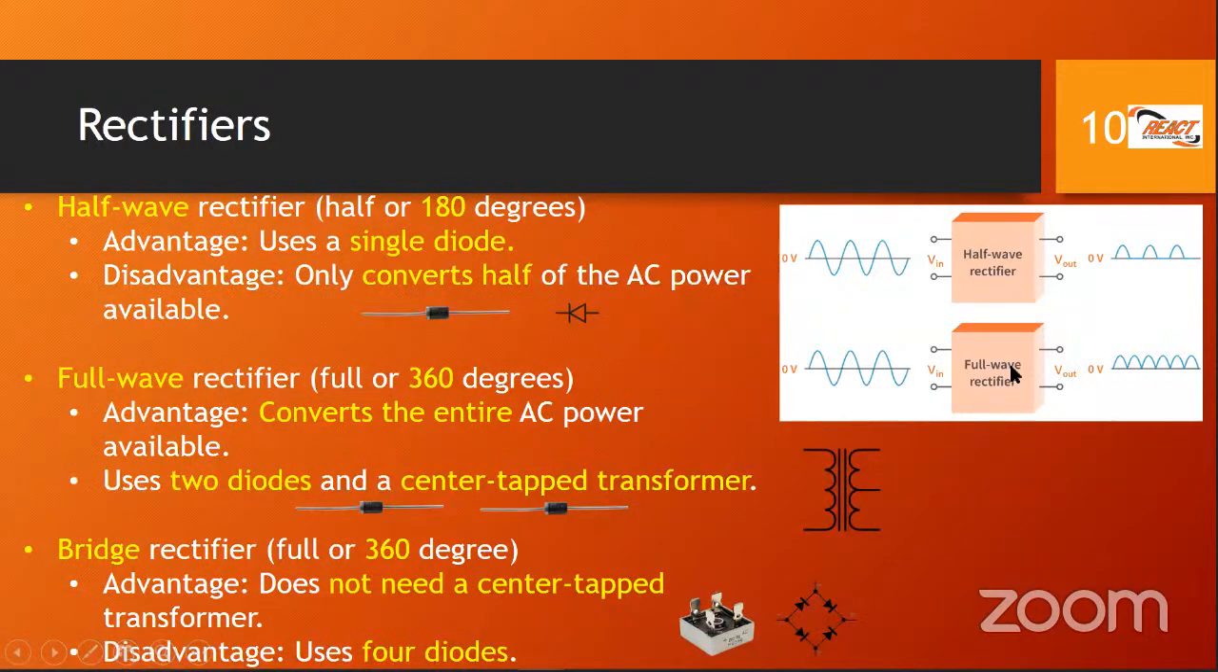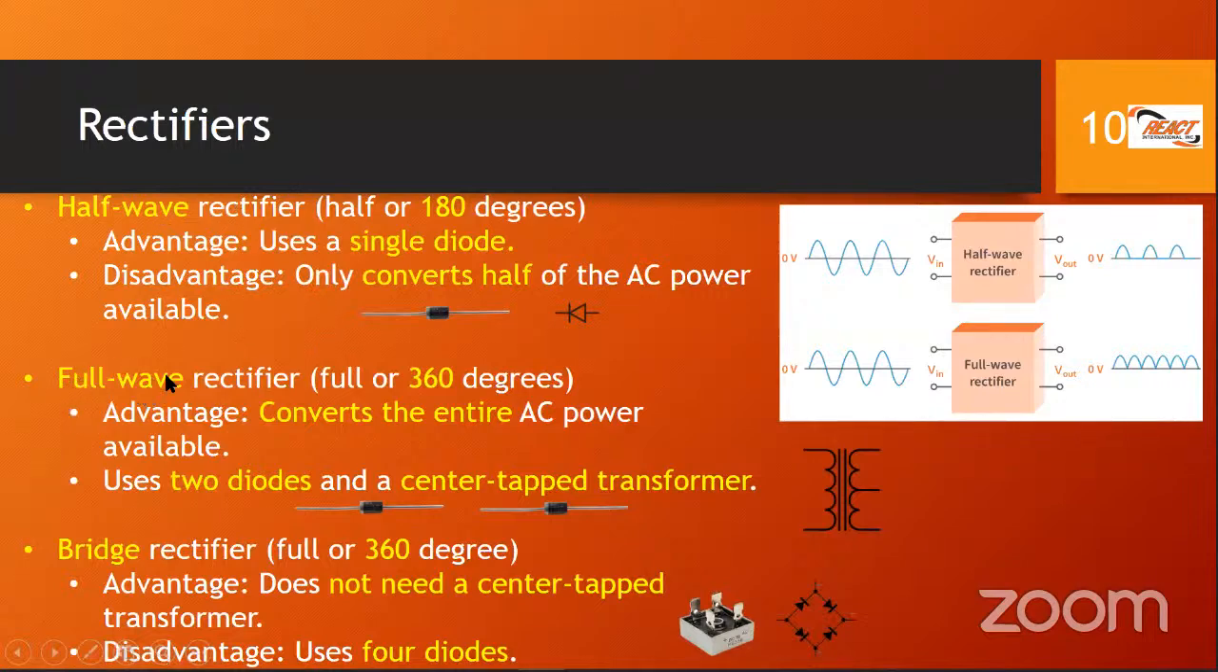The difference is how it's connected to the transformer. So we say that half wave rectifiers only do half of the cycle. The advantage is it's very simple and cheap in that it uses a single diode. But there's a major disadvantage. You're wasting half of the AC power. So sometimes we go for cheap, but we waste. So note the advantage and the disadvantage of a half-wave rectifier.